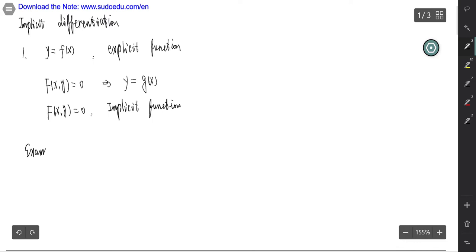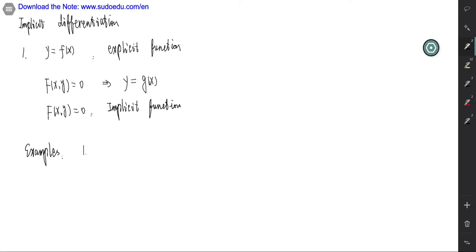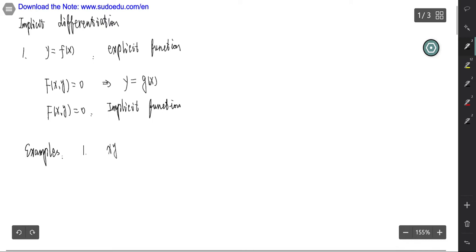Let's take some examples. The first one: x times y plus y plus 1 equals x. We can solve this equation for y with respect to x. That is (x plus 1) times y equals x minus 1. So we can solve y is (x minus 1) over (x plus 1). This is an explicit function.